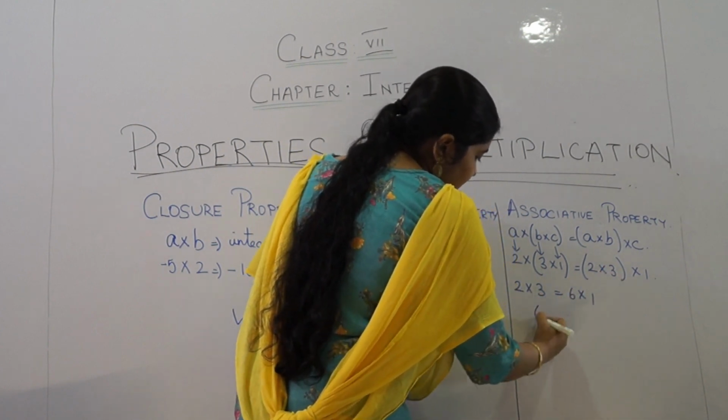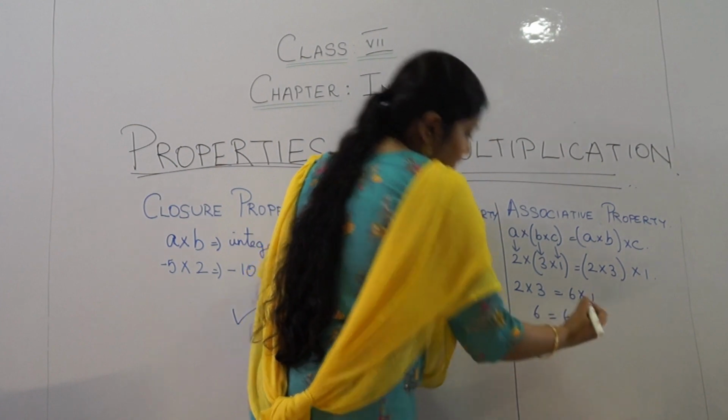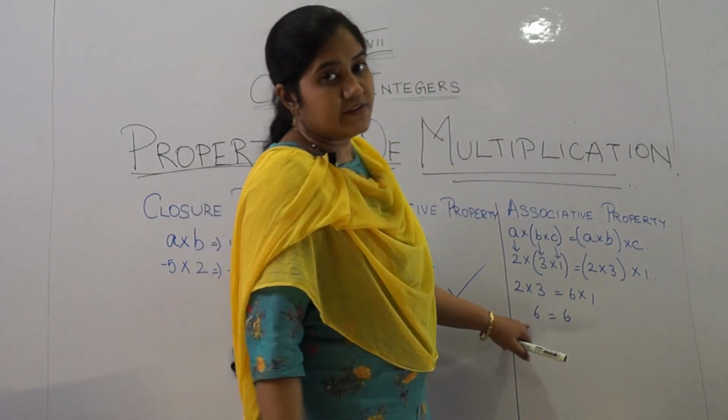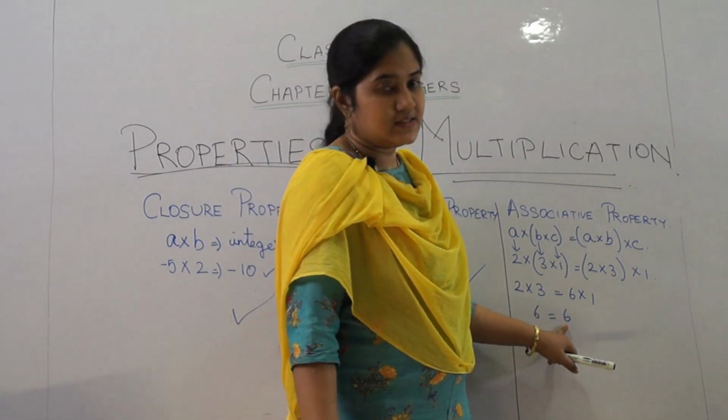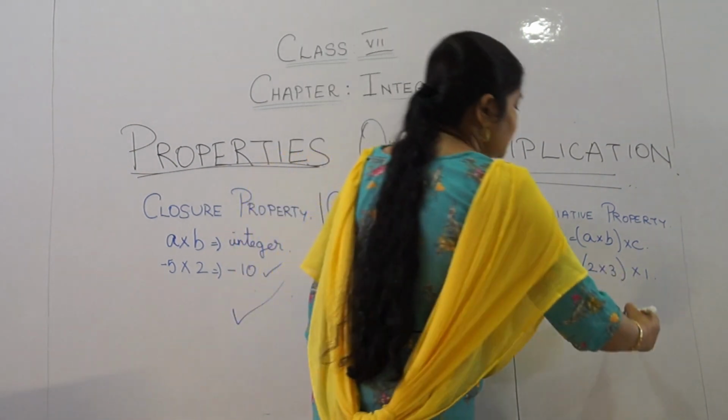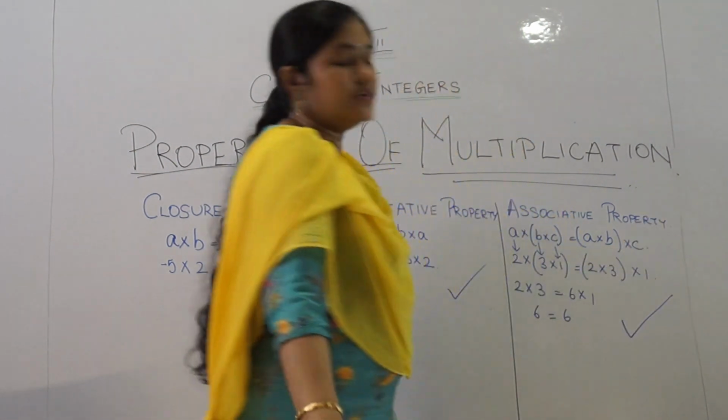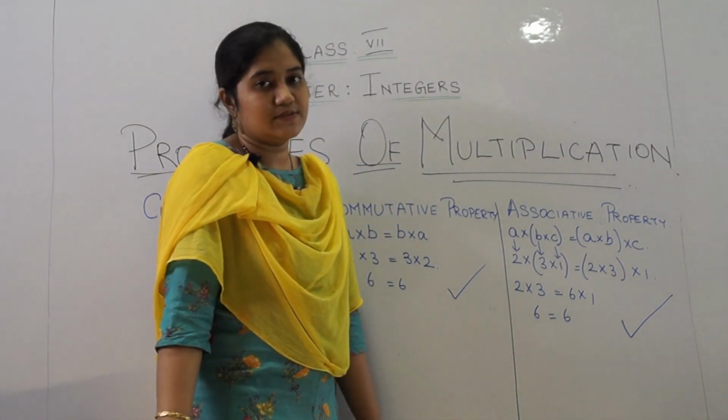So 2 threes are 6, which is equal to 6. Now again, the values on both my left-hand side and the right-hand side are the same. So I can say that associative property also holds good in the multiplication of integers.